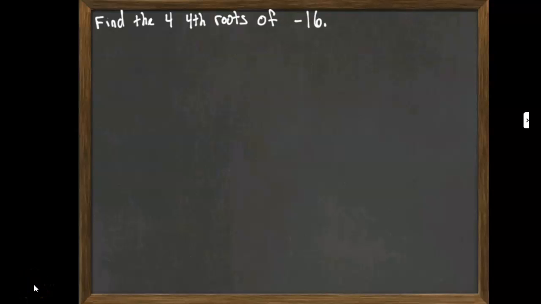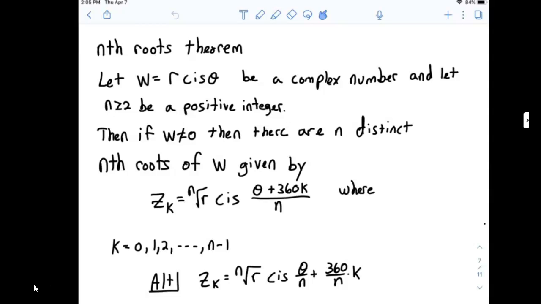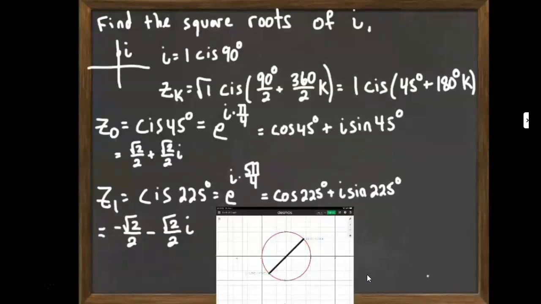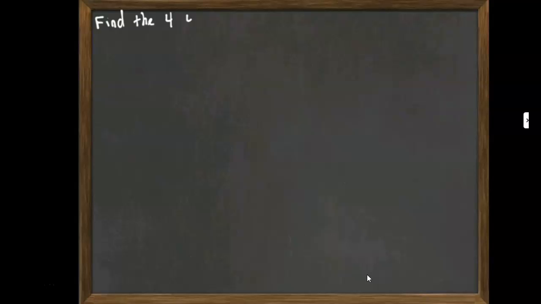In this video, we're asked to find the fourth roots of -16. If we go back to our nth roots theorem, the fourth roots in this case would be z0, 1, 2, 3, where again it's the nth root of the magnitude of our complex number, CIS theta over n plus 360 over n k.